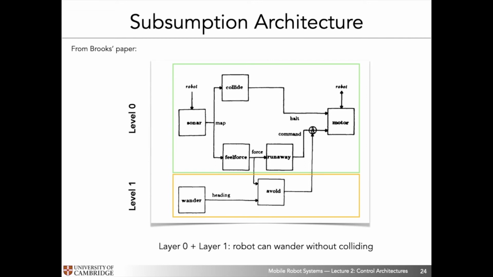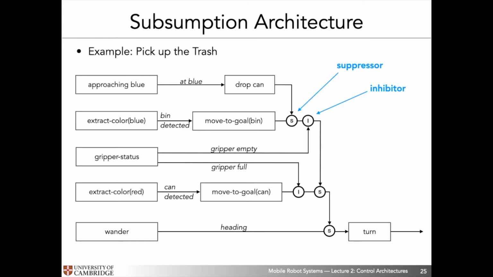So now I'd like to give you an example of how we would implement our pickup trash example, or running case study, with the subsumption architecture. At the very bottom of our panel here, we have our layer 0, which has a wander module, where the robot is just wandering around looking for things. The wander module outputs a heading, a direction of motion, and this is what goes into the robot's actuator, which is a turning direction.